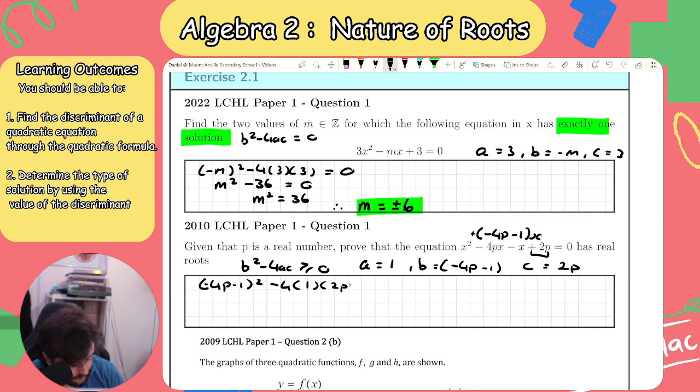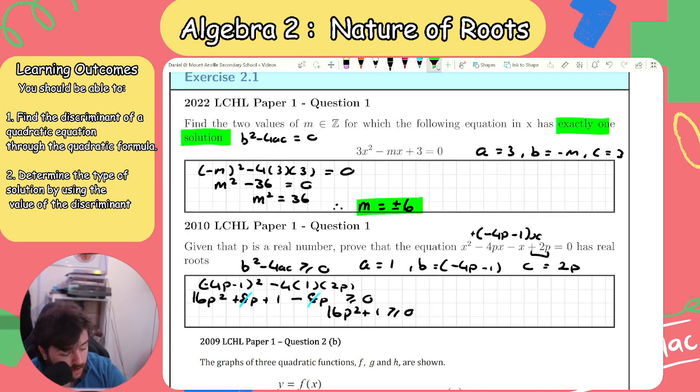which is 2p. Multiply this out, I get 16p squared plus 8p plus 1 minus 8p. So then, greater than or equal to 0. Well, simplify this now. The plus 8p and the minus 8p are going to cancel. I'm left with 16p squared plus 1 is greater than or equal to 0.